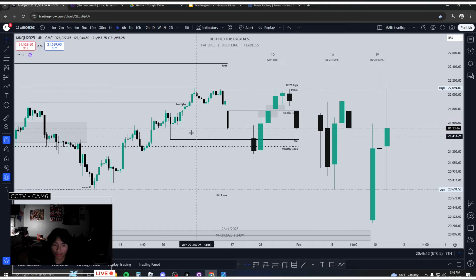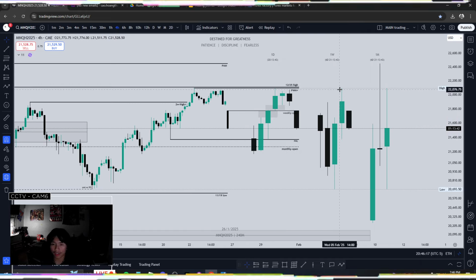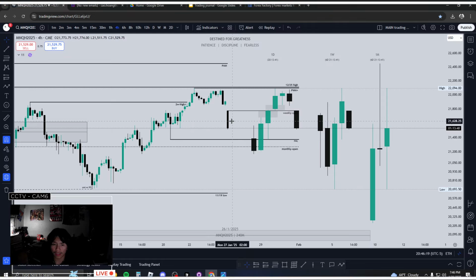If we can align the daily time frame with the weekly order flow, which is higher prices, then I'll consider taking a swing trade to target that weekly high. But if not, then I'm going to have to pivot and just kind of work around what's happening right now.